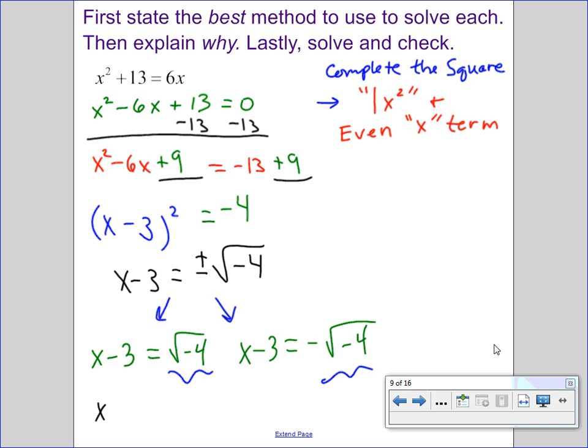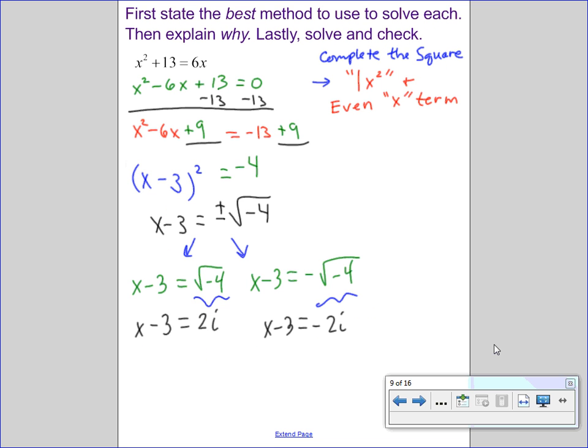x minus 3 equals 2i, and x minus 3 equals negative 2i. Go Gadsden, and I get x equals 3 plus 2i, and x equals 3 minus 2i. So I get two separate answers here.